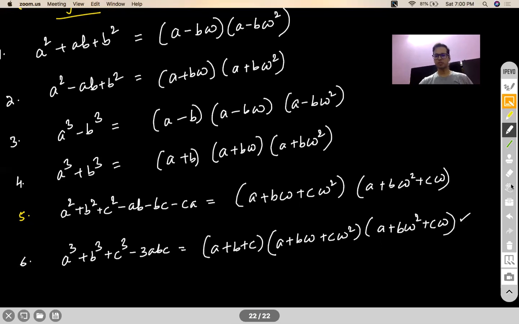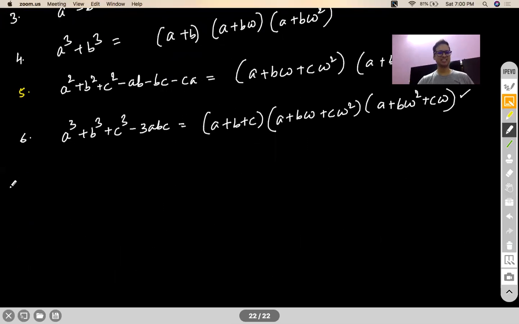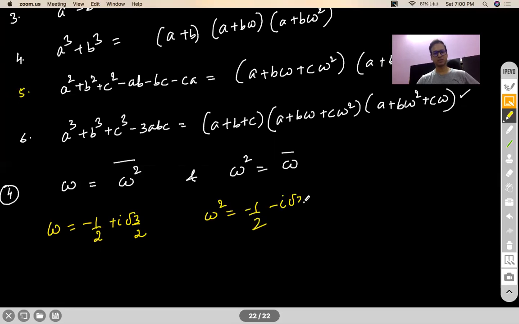Okay. Now I'm not done with the properties. I have a couple of more things to add. Let's say fourth property. Another thing that you would observe is that omega and omega square are basically conjugates of each other. Did you realize that? I think you must have realized. So omega was minus half plus i root 3 by 2, and omega square was minus half minus i root 3 by 2. So of course they are conjugates of each other.